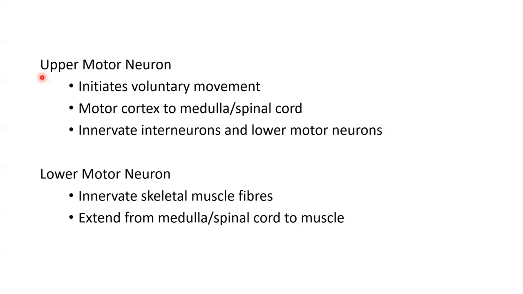Our upper motor neurons extend mostly from that primary motor cortex and the cerebral cortex, as well as some other regions in the frontal lobe, to regions in the brainstem or the spinal cord, where they then form the motor tracts. In the brainstem or the spinal cord, our upper motor neurons synapse with either an interneuron, which is just a neuron between a sensory and a motor neuron, or they would synapse directly with a lower motor neuron.